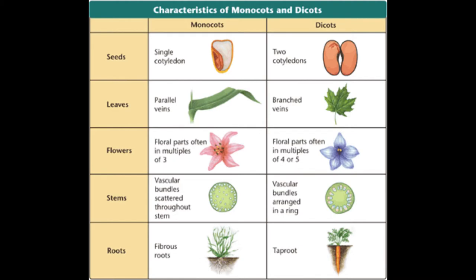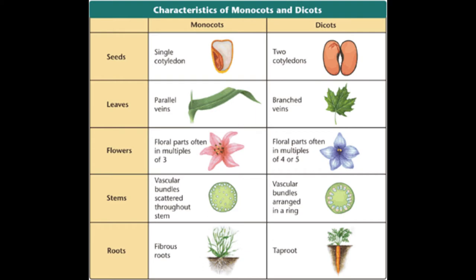The actual basis for the distinction is the number of cotyledons. Remember, cotyledons are the seed leaves that the embryo produces. In monocots, there is a single seed leaf, and in dicots, there are two seed leaves.